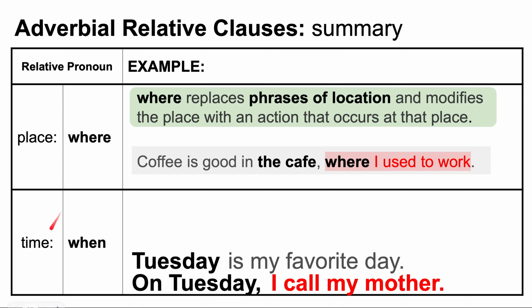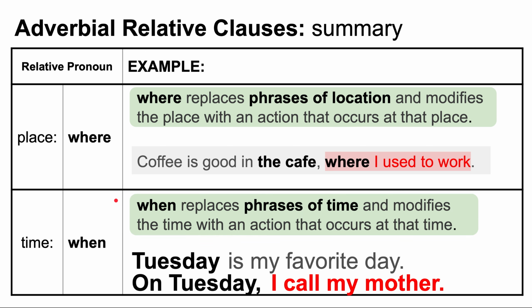Remember that to modify time, we use when. Remember that when replaces phrases of time and modifies the time with an action that occurs at that time. The relative pronoun when can be used to combine sentences.